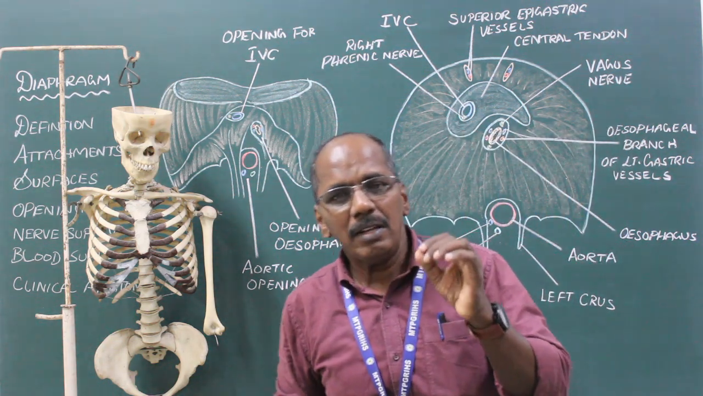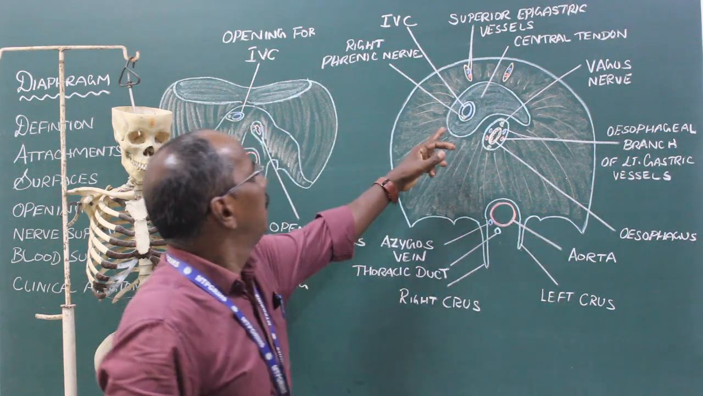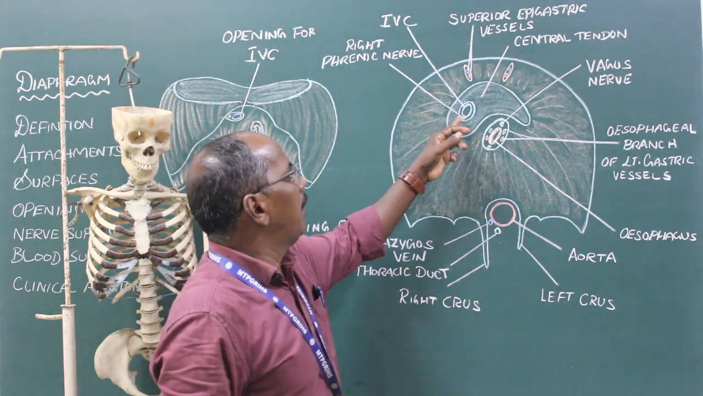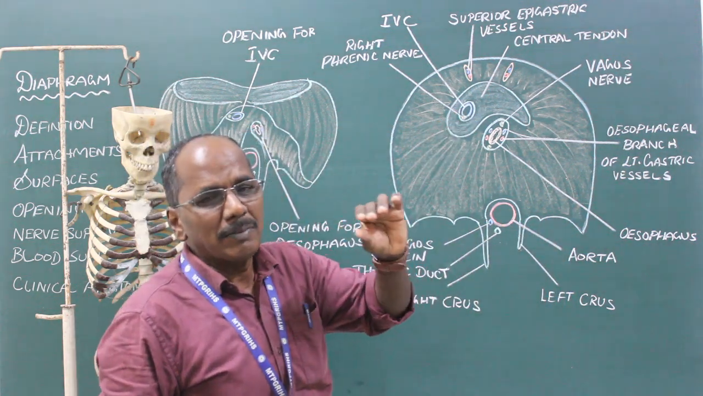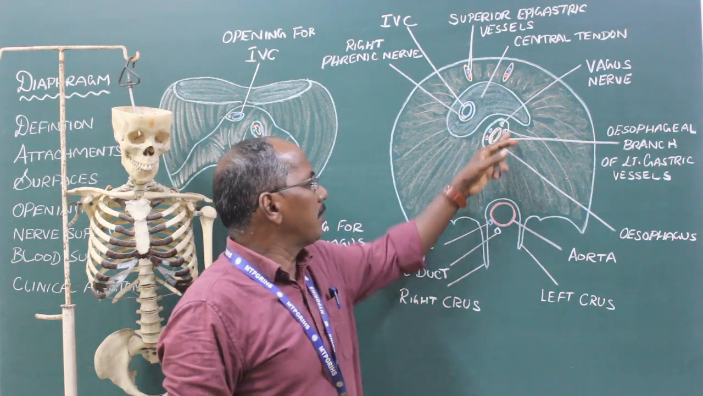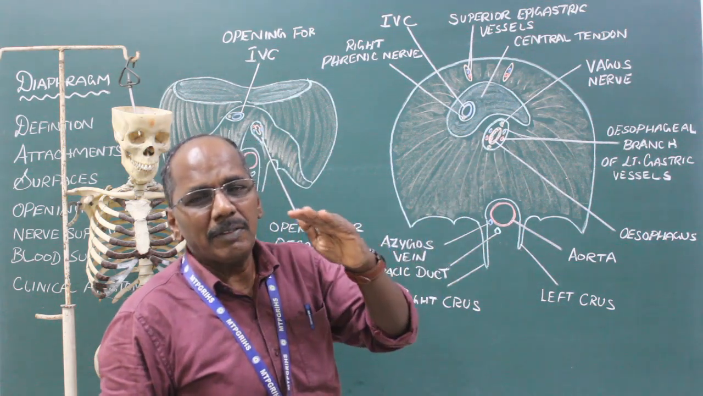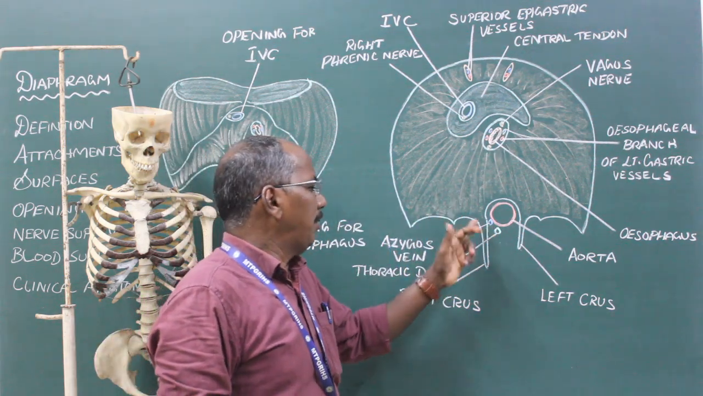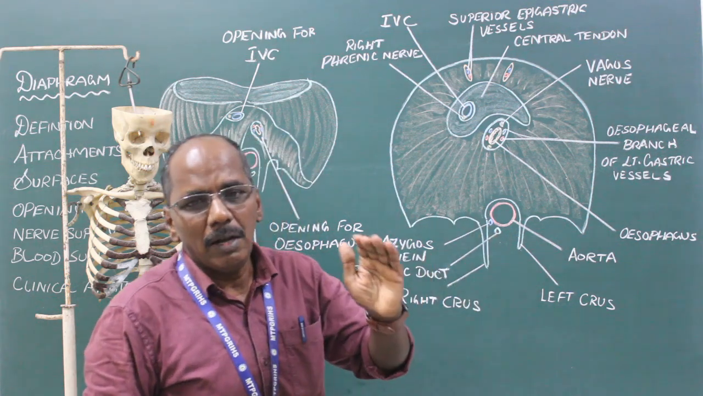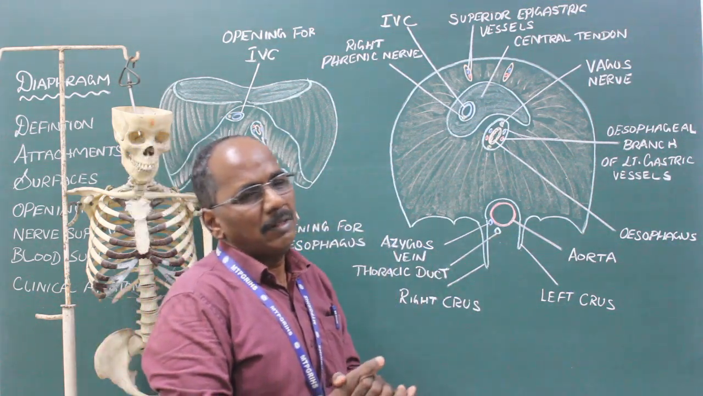Opening for inferior vena cava. It lies at the level of T8 vertebra. Opening for esophagus lies at the level of T10 vertebra. Opening for aorta lies at the level of T12 vertebra.